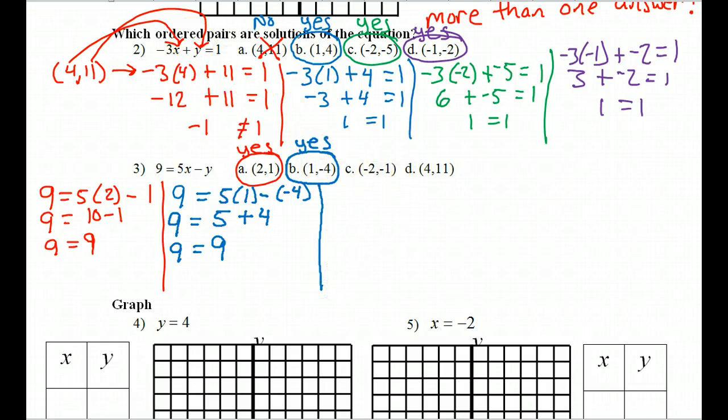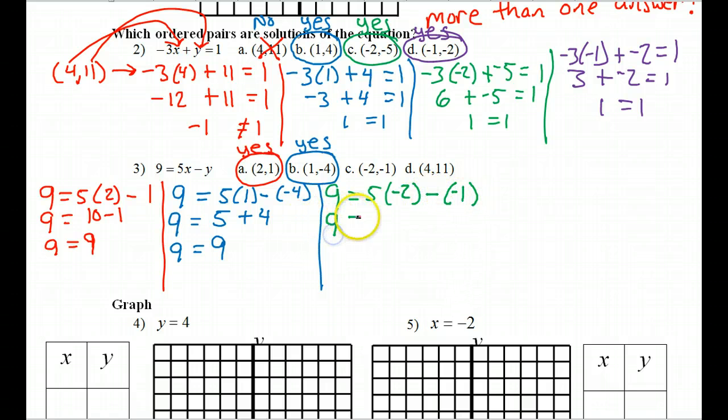Okay, so that's 2 in a row. Let's try this next one. Does 9 equal 5 times x, so that'll be negative 2, minus y. Okay, here comes that double negative again. Minus y. Y is a negative number, so that'll be minus negative 1. So be careful. Do you remember what happened?